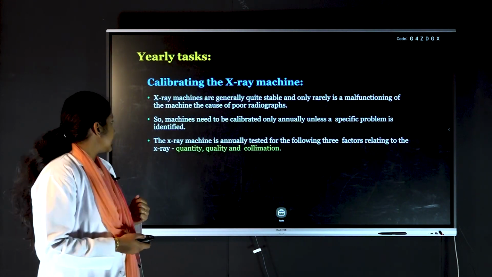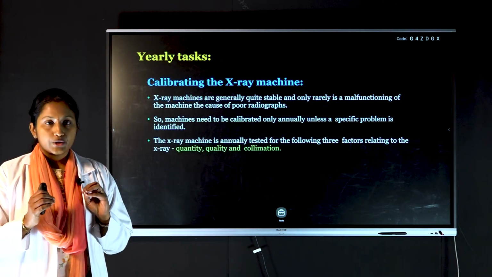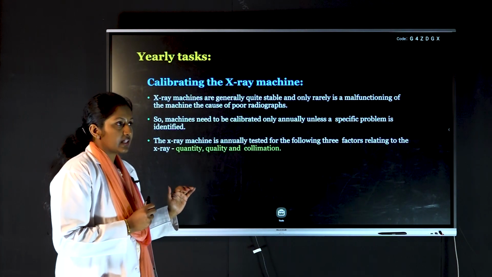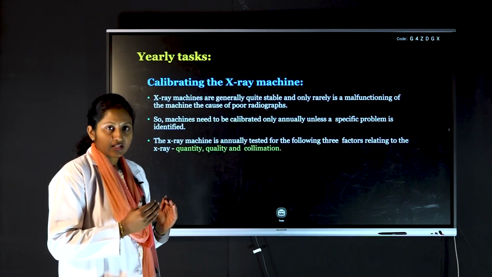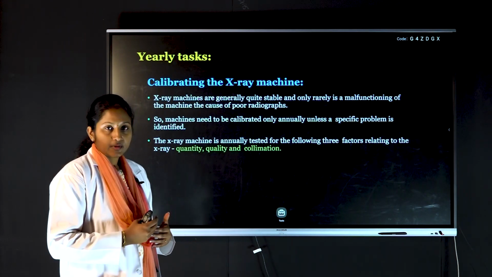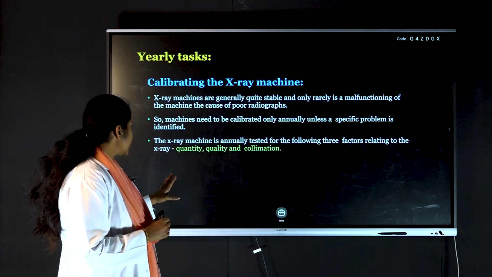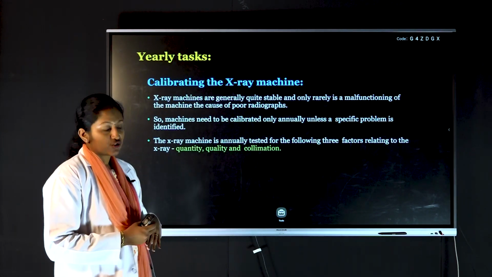Next are the yearly tasks. Yearly tasks include calibrating the X-ray unit. This doesn't need frequent checking. Only if there is any problem that we encounter in the equipment, we can make the personnel come and check the unit, or else annually we can calibrate the X-ray machine.